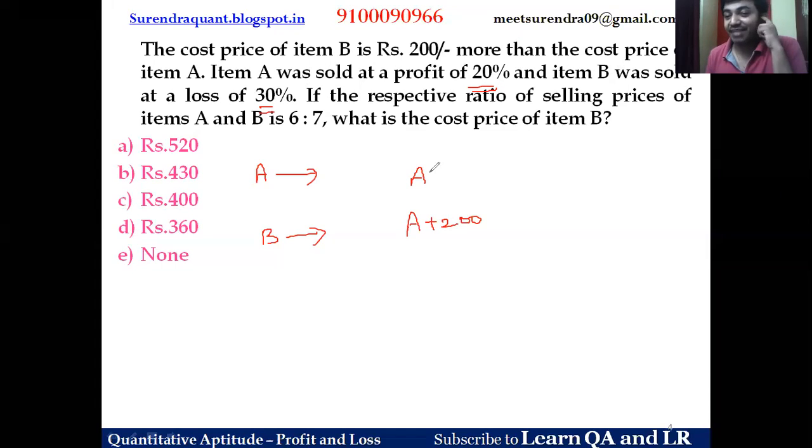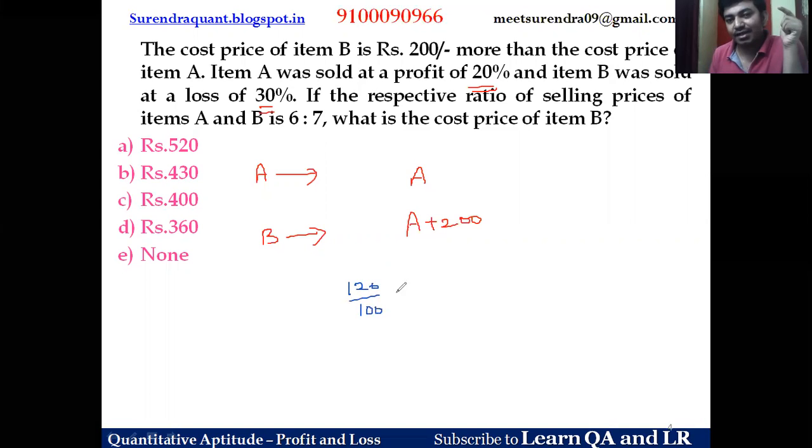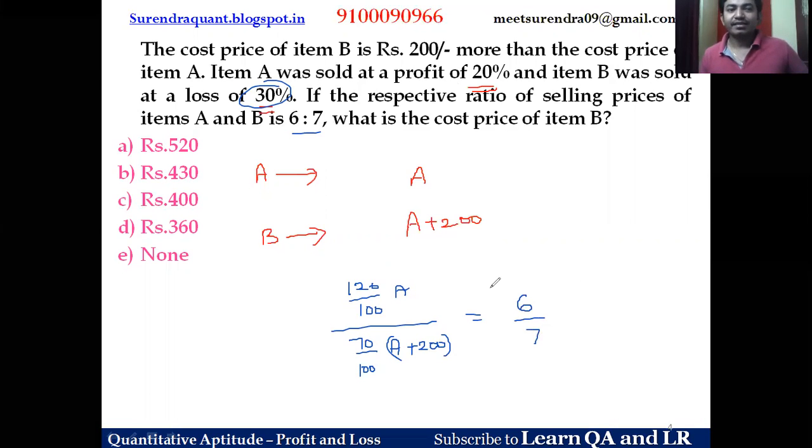What is the selling price of A? 20% profit, so 120% of CP is the selling price of A. And B is sold at 30% loss, so 70% of the cost price A plus 200 is the selling price for article B. Now the selling prices ratio is given as 6:7, right? Then what is the cost of item B? Cost of item B means A plus 200 is our requirement, right?